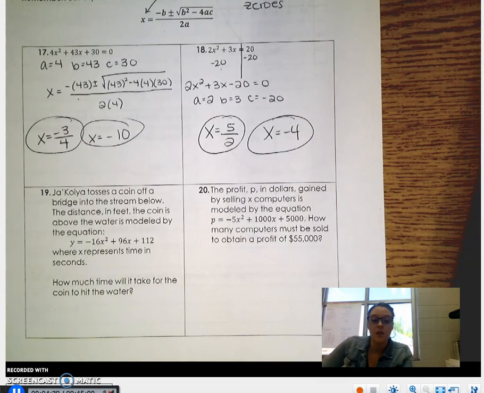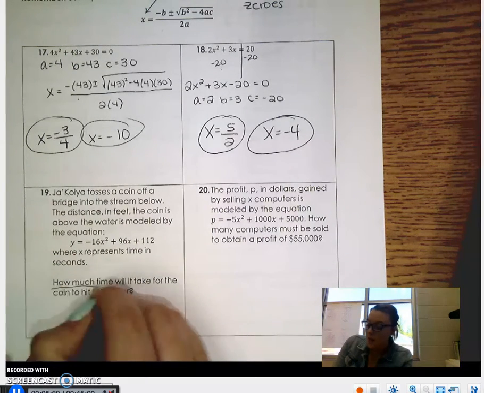So we're going to read number 19. It says Jacoya tosses a coin off a bridge in the stream below. The distance in feet the coin is above the water is modeled by the equation y equals negative 16x squared plus 96x plus 112, where x represents the time in seconds. How much time will it take for the coin to hit the water?